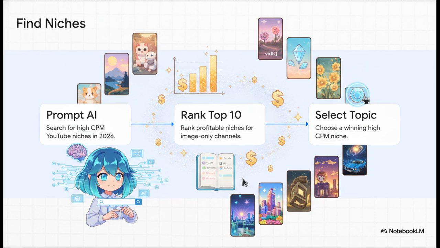To find these incredibly lucrative topics, we don't guess. We let the data do the talking. You simply ask NotebookLM to search the web for the highest CPM YouTube niches. It'll scan authority sites, Reddit discussions, and YouTube's own data, basically doing all the heavy lifting for you. Then you just ask it to rank the top 10 most profitable, highly searched niches that only require basic images rather than complex video footage.